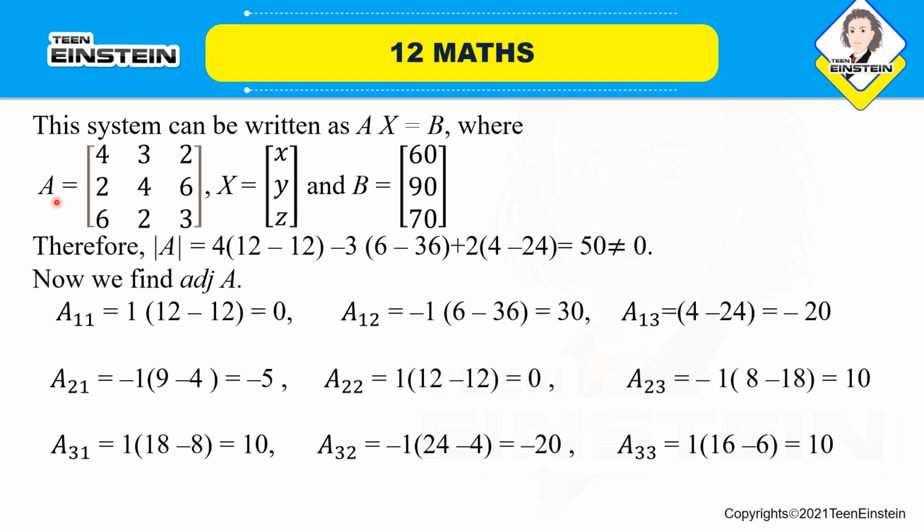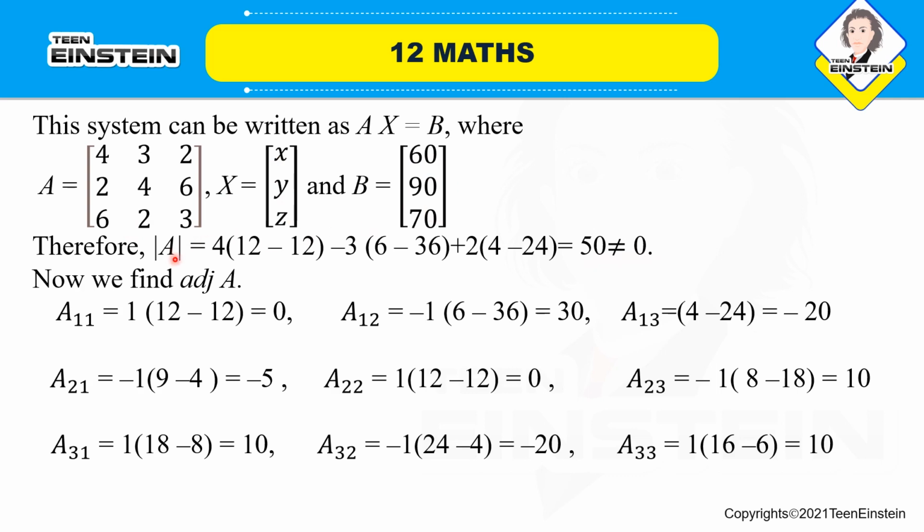So what is the coefficient matrix A here? A is the matrix 4, 3, 2, 2, 4, 6, 6, 2, 3. What is X? X is the column matrix X, Y, Z. And what is B? The right hand side values 60, 90, 70.